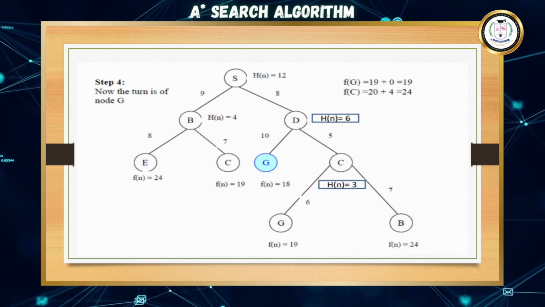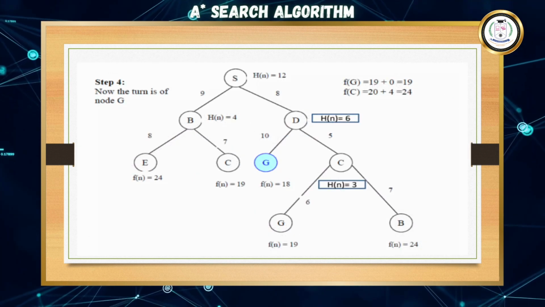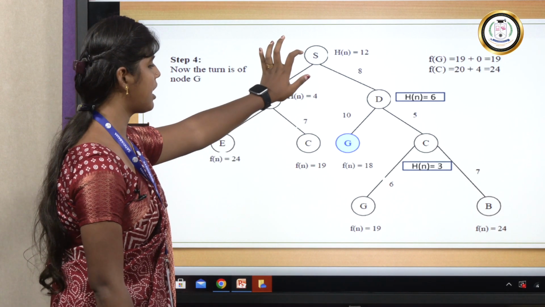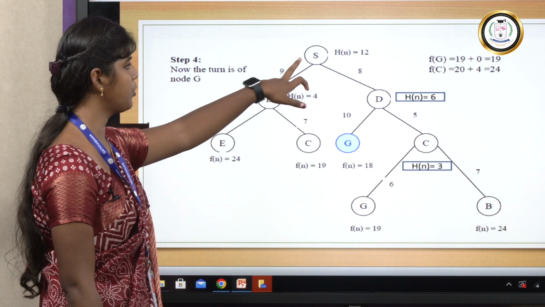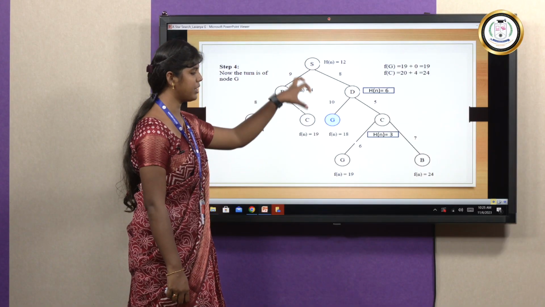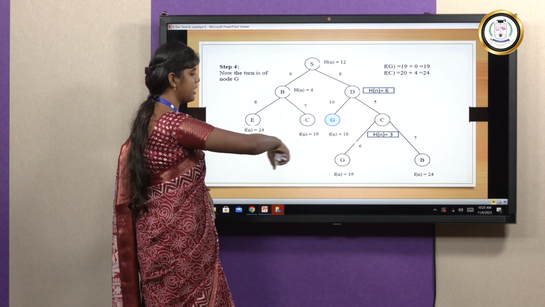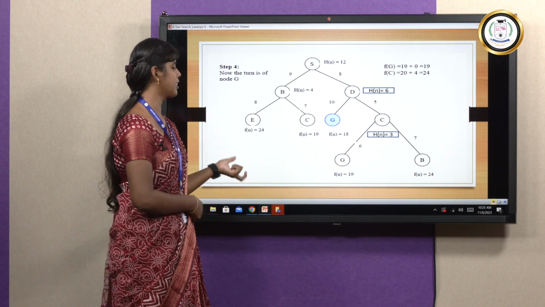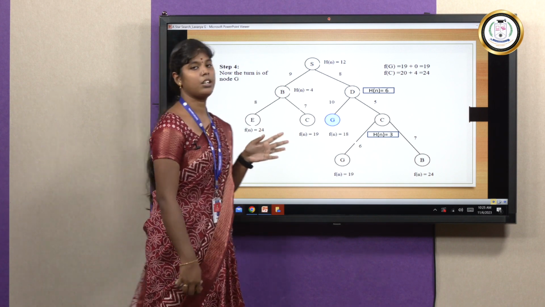So this is my final graph here. In the first graph I'll be going for S2D and D2G. So this is my final graph. That means the starting node will be S, the ending node will be G. So from starting to ending I'll have reached here. So find the least cost. So my least cost will be 18 and my goal node is reached. So this is the final graph of the A star search algorithm. Thank you.